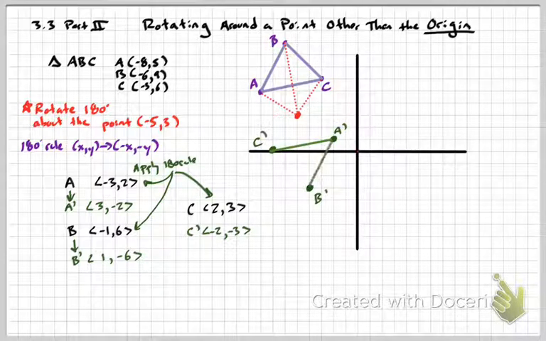And you have now just completed a 180-degree rotation around a point other than 0, 0 using, there's no name for this, but it's kind of like a vector hack method. Okay? Let's do another one.